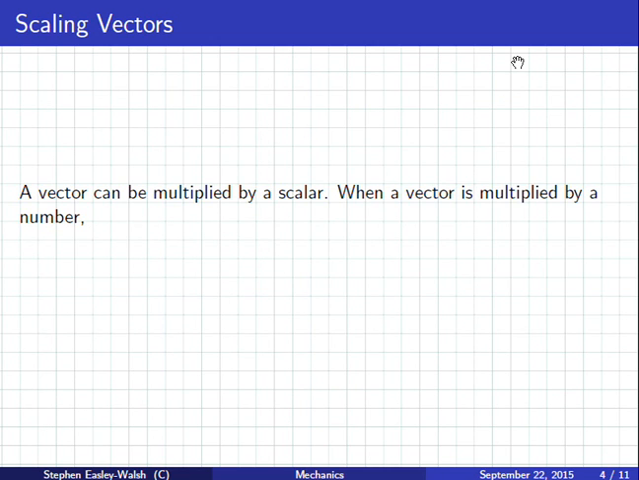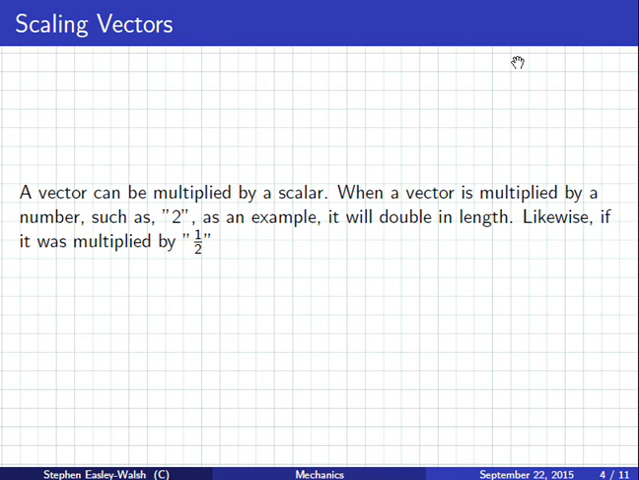We can also multiply a vector by a scalar. For example, when I multiply a vector by a number, such as 2, what do you think happens to the vector? It increases. How much? Twice as big. There are no coordinates yet. If I multiply by 2, I will double the length. And what if I multiply by a half? The length is half.